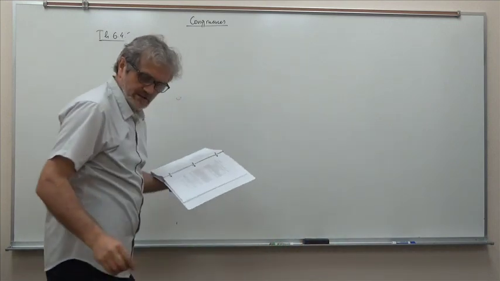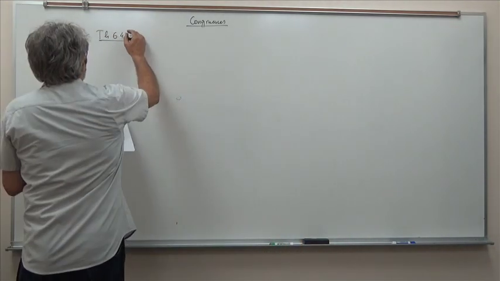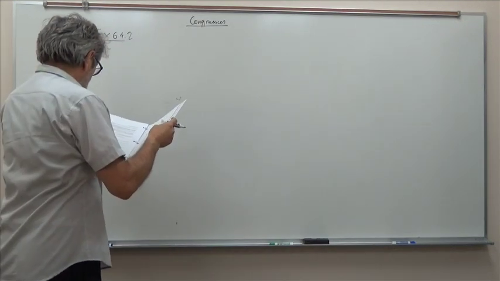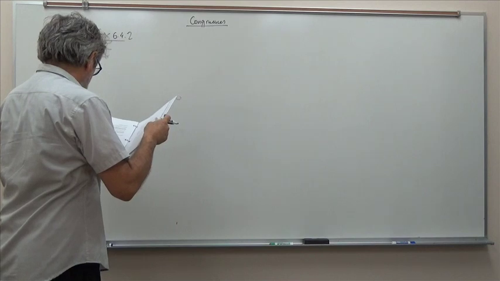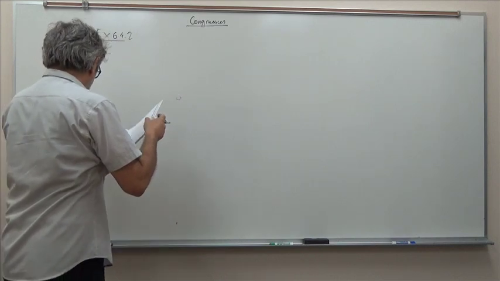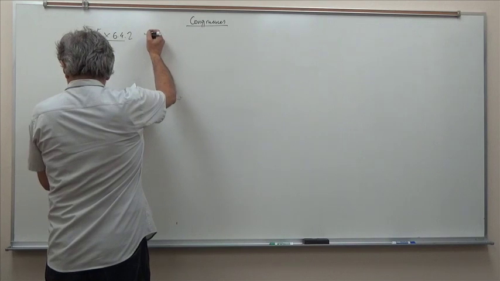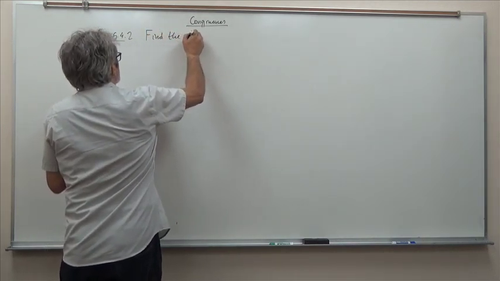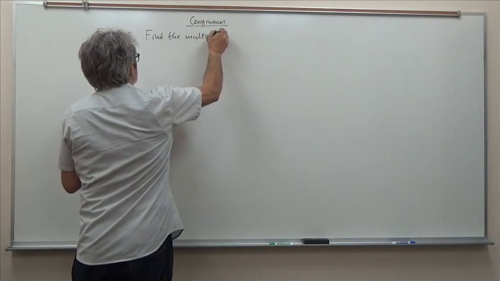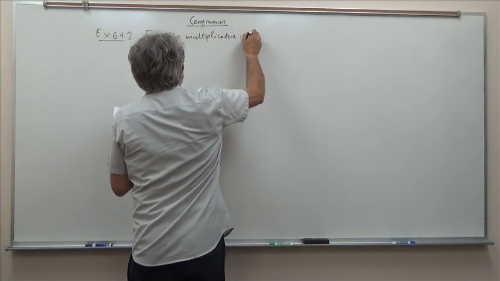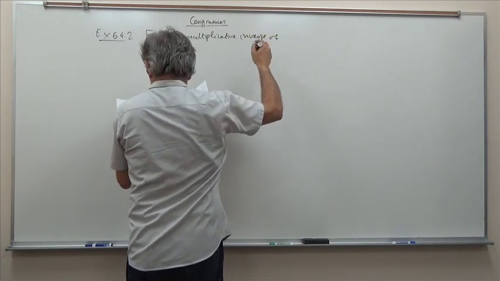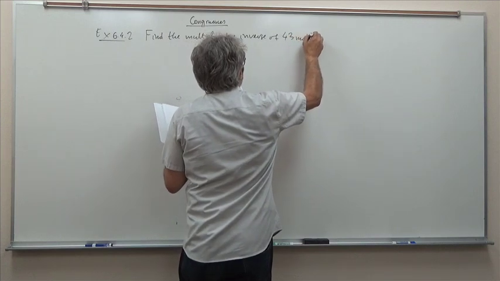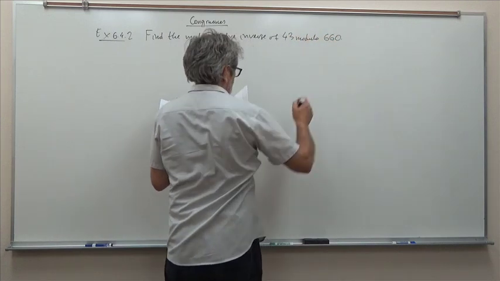This example, 642, says the following: find the multiplicative inverse of 43 modulo 660.